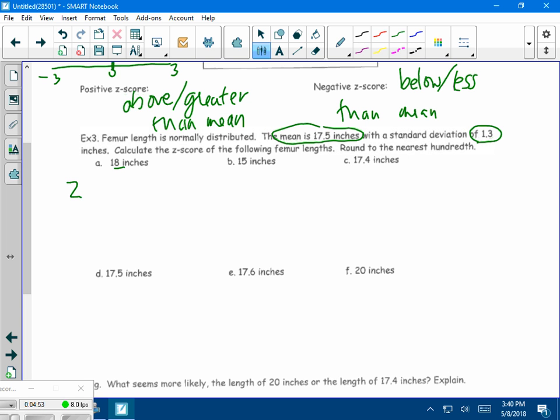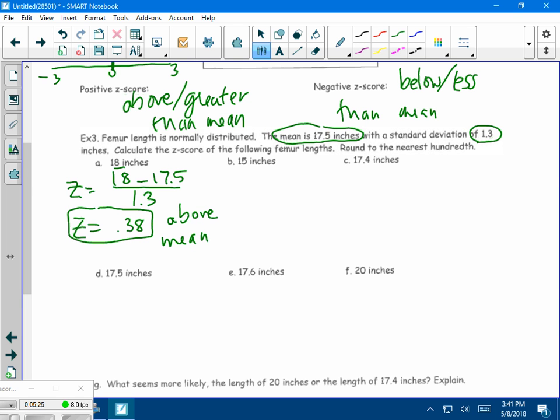So when you calculate it, 18 is considered the observed value. So 18, and then you're going to subtract the actual mean, the 17.5, and then divide by the standard deviation of 1.3. And so when you take that difference divided by 1.3, it comes out to be 0.38. So what that means is that that length is 0.38 standard deviation above the mean. So it's meant to represent that you are above the mean, so it's longer than the average.